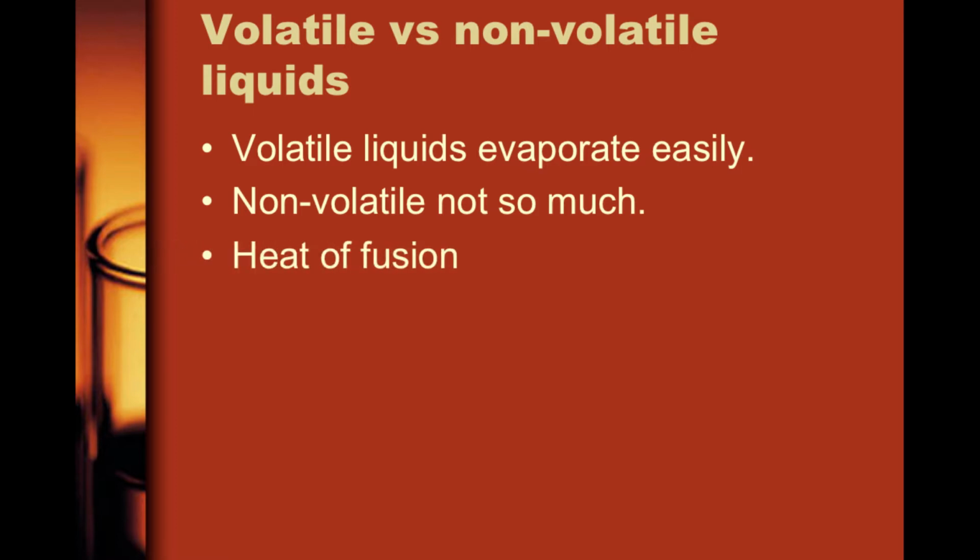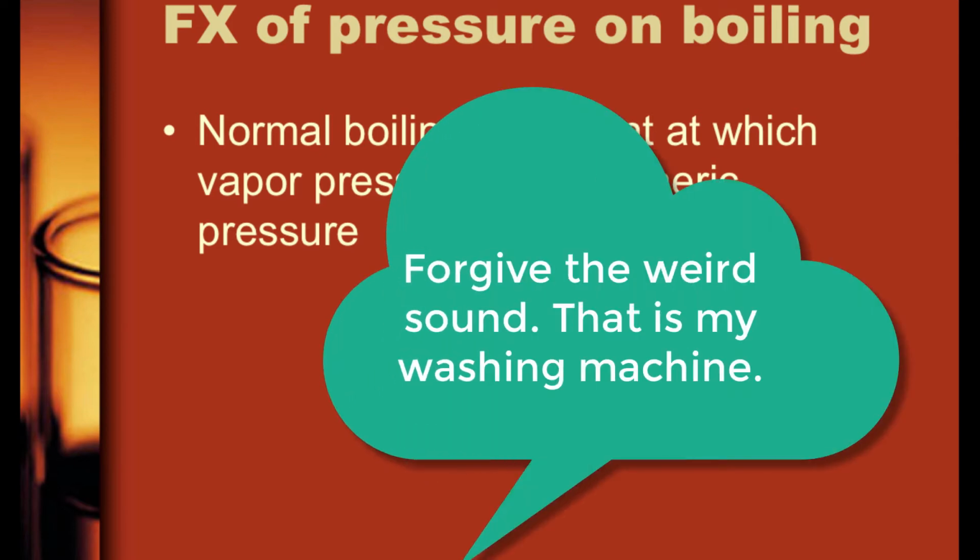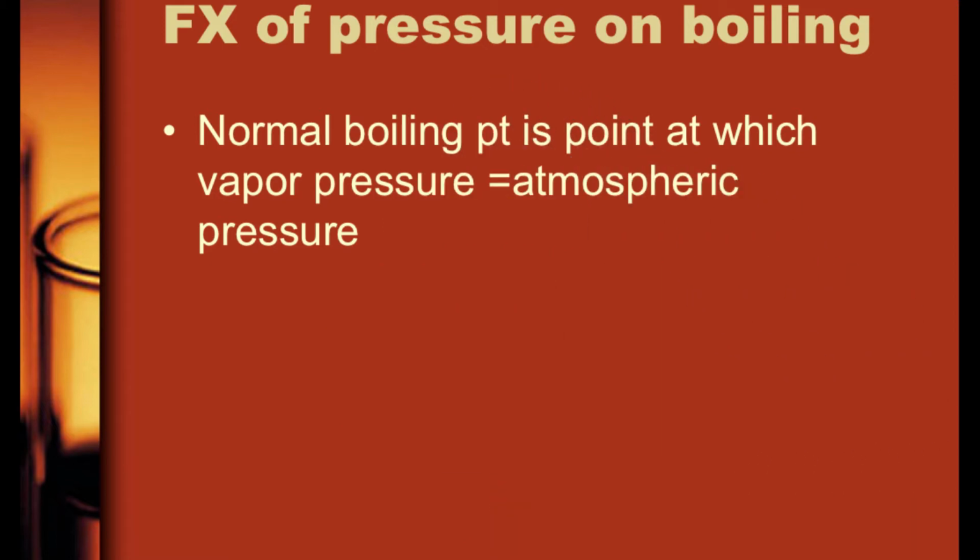The heat of fusion is the heat necessary to melt ice. It's usually measured in kilojoules per mole. Heat of vaporization is the heat necessary to boil water, measured in kilojoules per mole. Now, since we've been talking about changes of state, we want to talk about what happens when you change the pressure on a system. Because when you change the pressure, that's a Le Chatelier's principle thing.